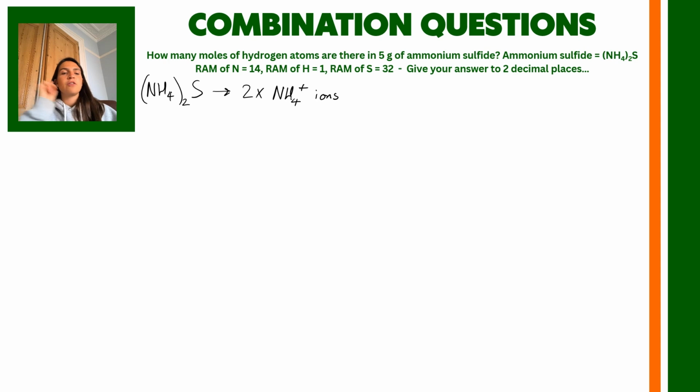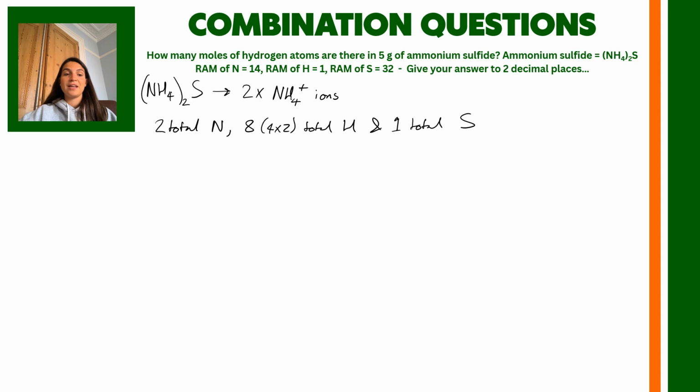And I do that by looking at the formula and thinking to myself, okay, I've got NH4, and then there's the brackets and the 2 at the bottom. So I've got 2 of those ammonium ions, which means in total I have 2 nitrogen, 8 hydrogen, which is the little 4 at the bottom of the hydrogen multiplied by 2, and 1 sulfur in ammonium sulfide.